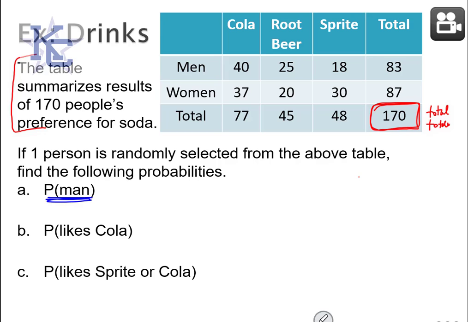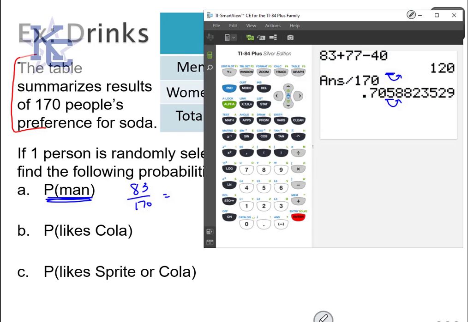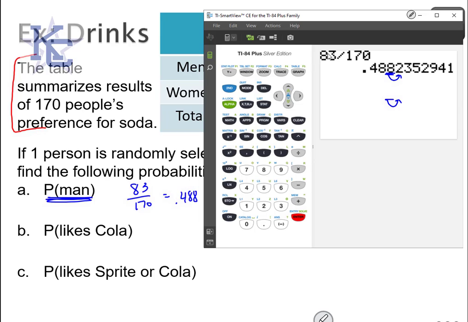For instance, the probability of a man. This is just one category, so it's a simple probability, 83 men out of 170 total. If they ask for a decimal, which they usually will, you can type that into your calculator as a division problem. That's all a fraction is, 83 divided by 170, and we round it almost always to 3 decimals, so 0.488, since there's a 2 next to it.